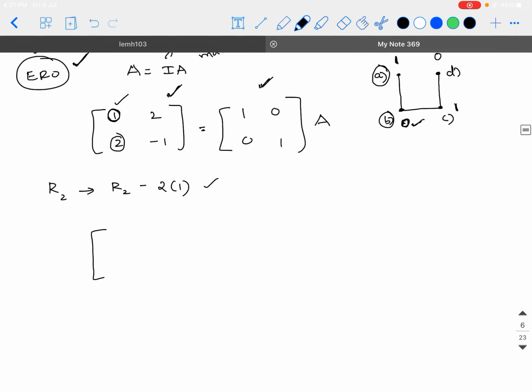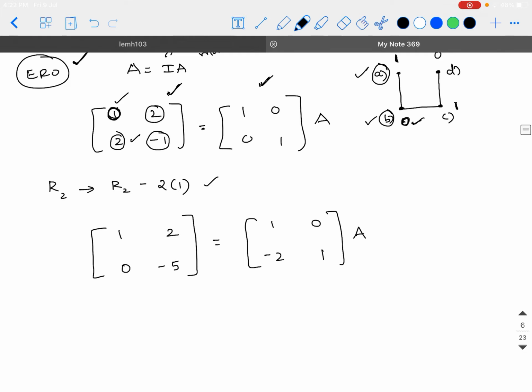When I do that, the first row is undisturbed. The second row will become 0 because 2 minus 2 is 0. Similarly, here it will be -1 minus 4, which becomes -5. On the right side, 1, 0 is undisturbed; 0 minus 2 is going to be -2, and 1 minus 0 will be 1 only, times A. So this is the first step. I have completed A and B.